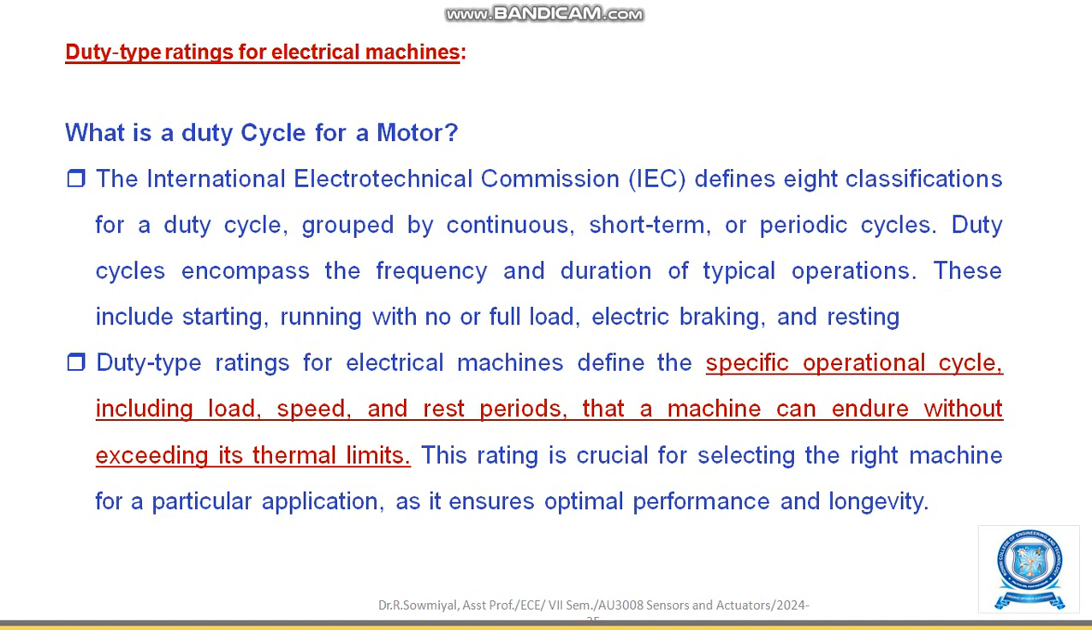Duty type rating for electrical machines defines the specific operational cycle, including load, speed and rest period, that a machine can endure without exceeding its thermal limits. This rating is crucial for selecting the right machines for particular applications, as it ensures optimal performance and longevity.